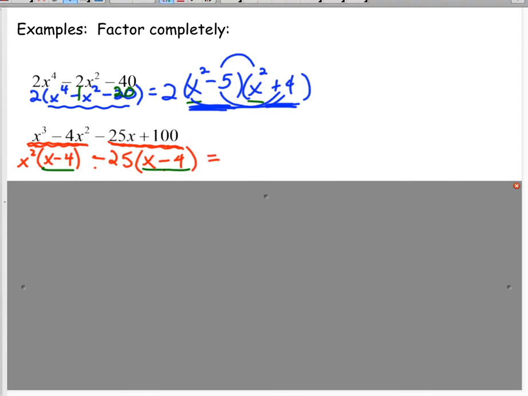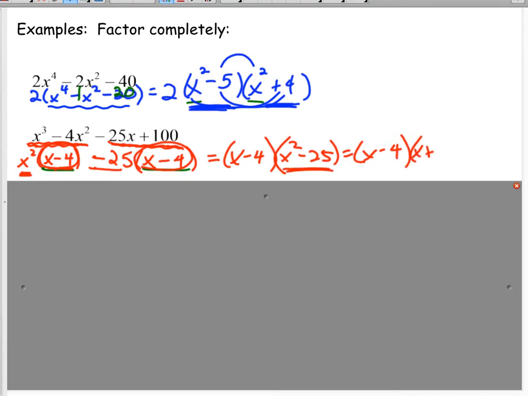So let's go ahead and finish. I'm going to take the x minus 4 out front. Just like right here, I took the x squared out. I'm taking this x minus 4 out front, and what would be left here is an x squared, and what would be left here is a minus 25. This one I can go one more step. X squared minus 25, that's the difference of perfect squares. I have x plus 5, x minus 5. Next one.